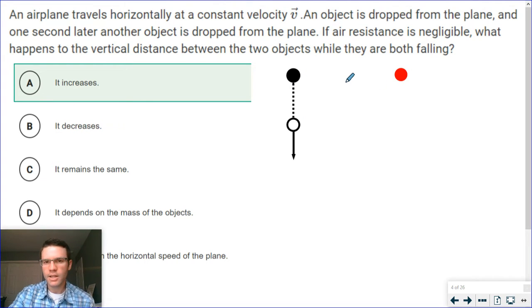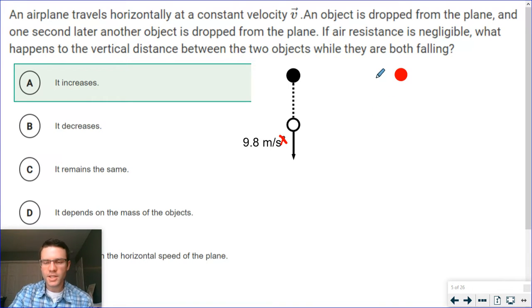And if you calculate your velocity at this point after the first second, velocity is equal to your acceleration times your time. Our initial velocity is 0. So we get 9.8 times 1 second. 1 second later, the black ball is traveling 9.8 meters per second. This should just be meters per second, not meters per second squared. That's our velocity. At that time, the red ball is released.